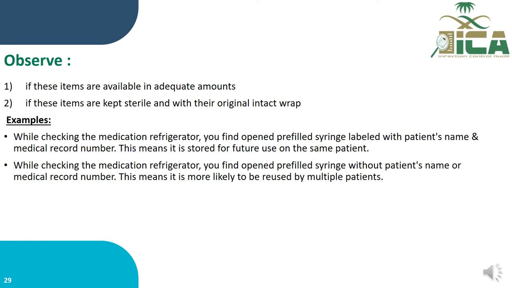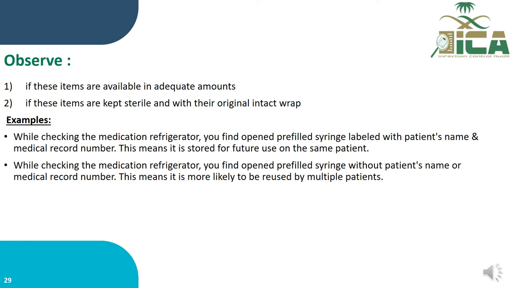You can observe whether any item is available in an adequate amount, or if it is more likely to be reused because the amount is inadequate or there is a shortage of supply. And also you can observe if these items are kept sterile in their original intact wrap. They should not be kept opened or labeled with the name of a patient. Reuse of these items or storing them for future use should be avoided, even for the same patient.